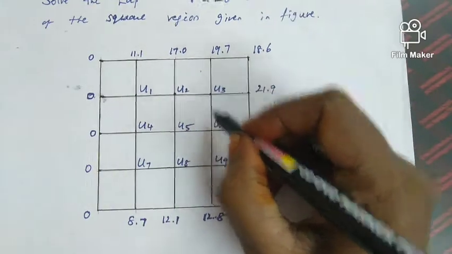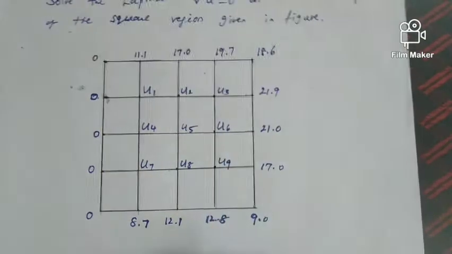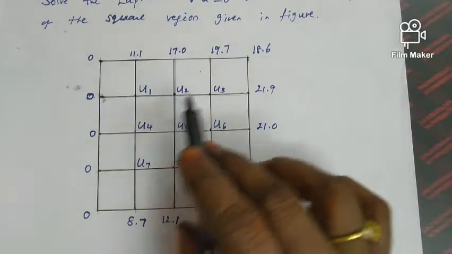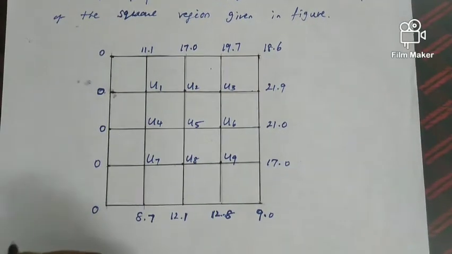Already we have discussed in the previous lecture that the points are called mesh points or grid points. So here we are going to take the 9 points. So look at the solution.